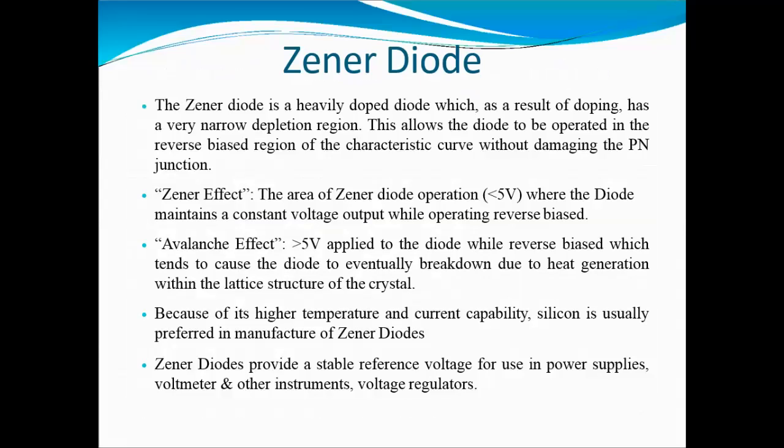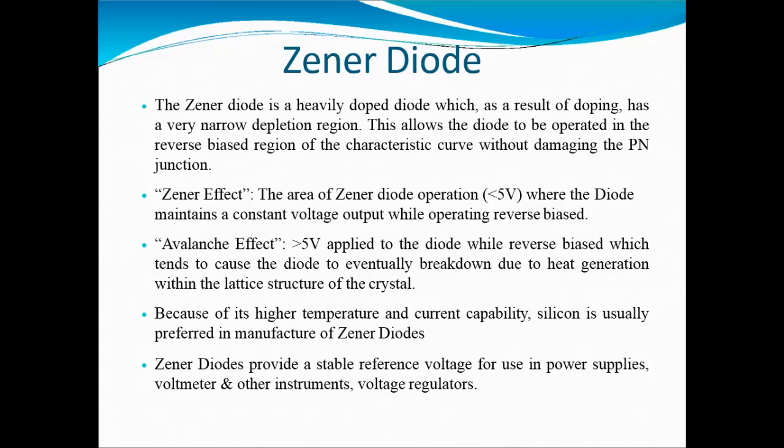So here, the Zener diode is a special purpose diode. Why is it called a special purpose diode? Let us see now. What is the Zener diode? The Zener diode is a heavily doped diode. In a Zener diode, the doping is very high. So then only it is a very powerful diode compared to the semiconductor diodes.